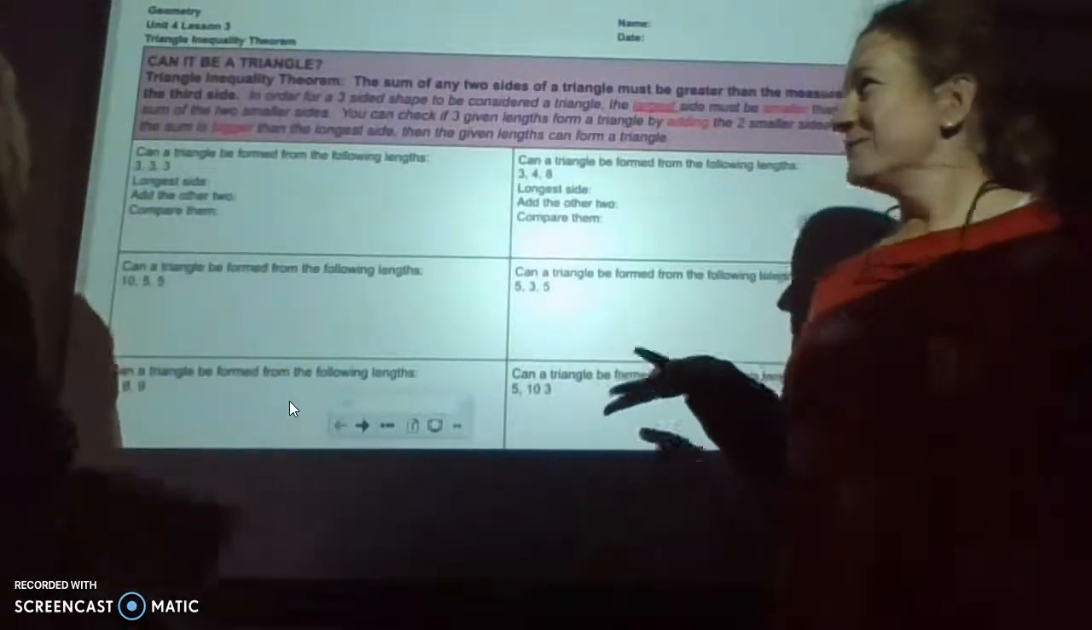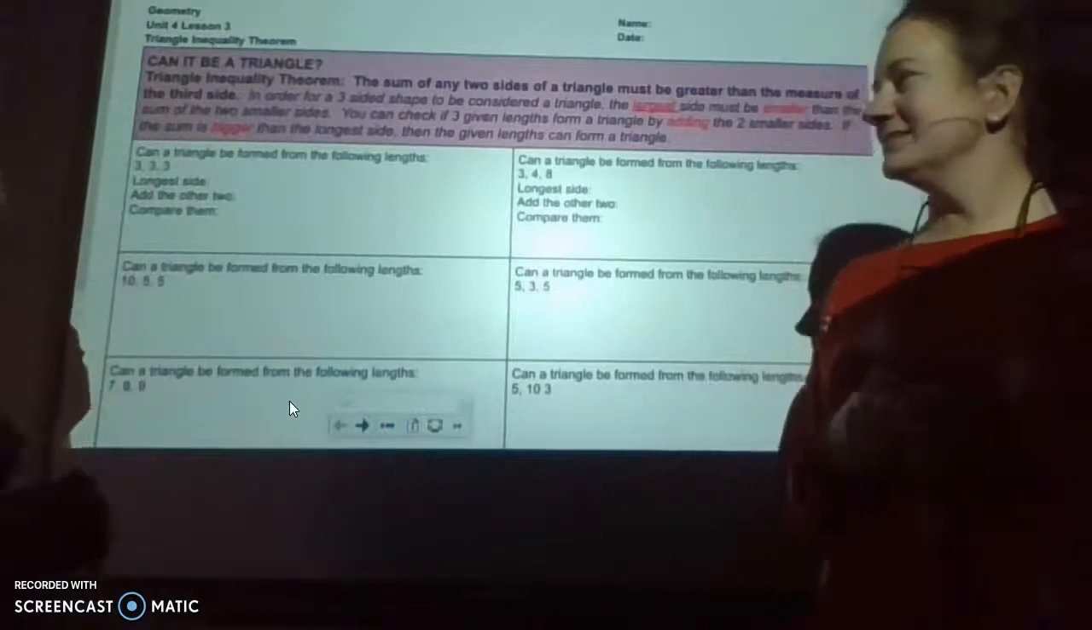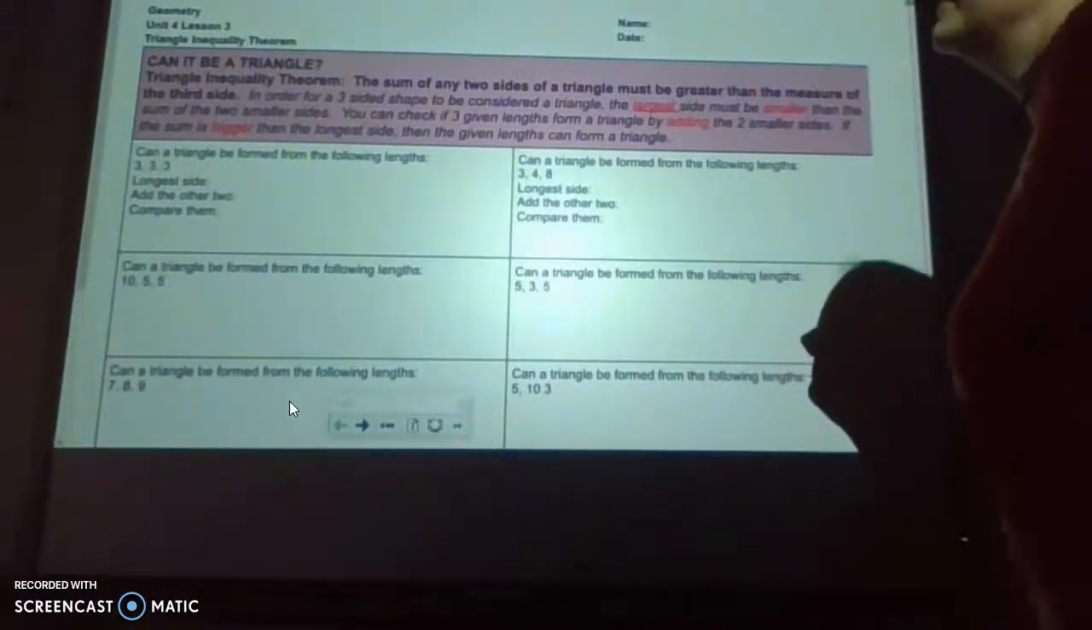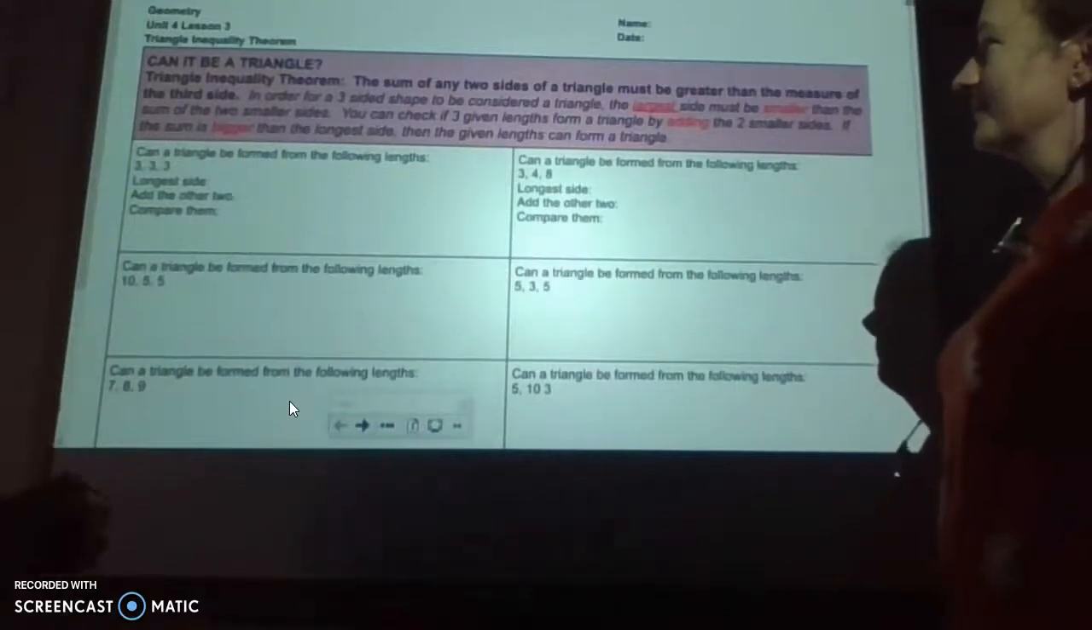Alright, we are in Unit 4, Lesson 3. It is the triangle inequality theorem, which says the sum of any two sides of a triangle must be greater than the measure of the third side.